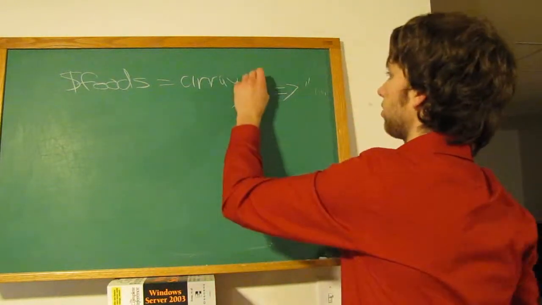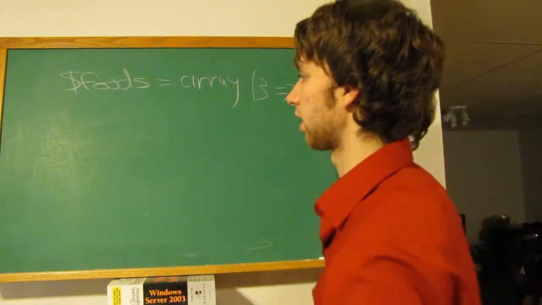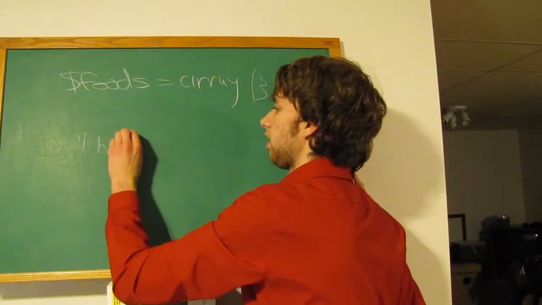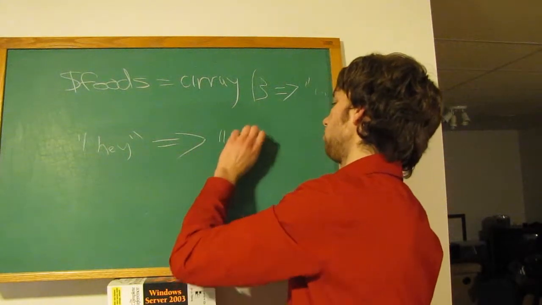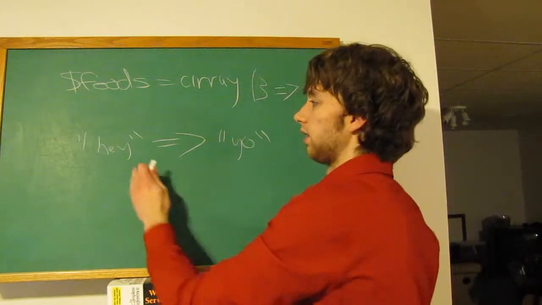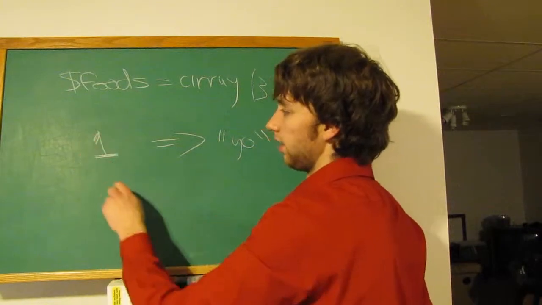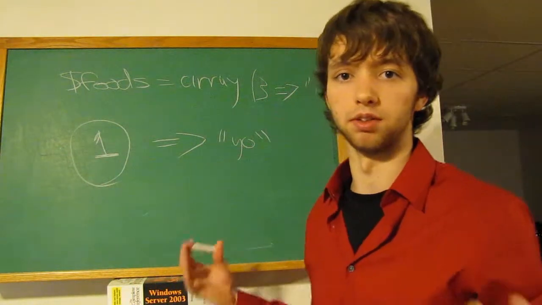So if we change this to 3, it will start counting from 3. Just like we gave it a string, such as hey, and it points to yo. We can give it a number 1, and this is going to be its new key, number, but it's not an associative array because it's not a string.